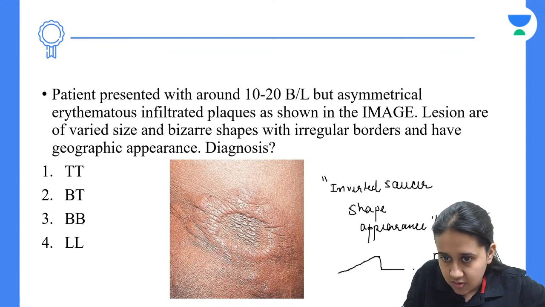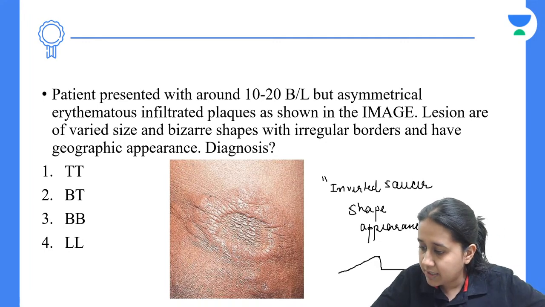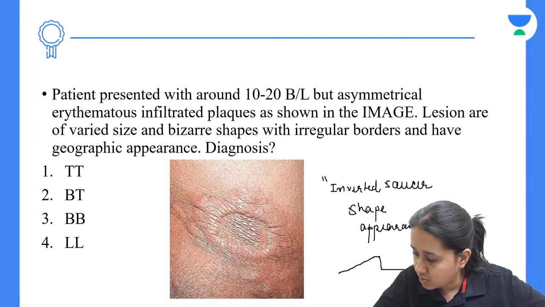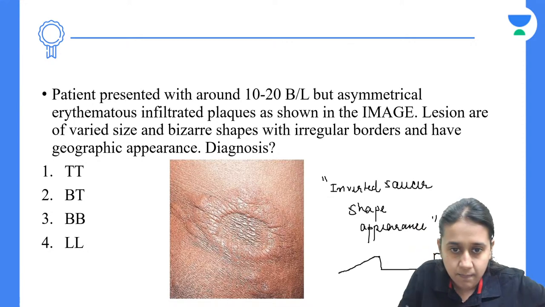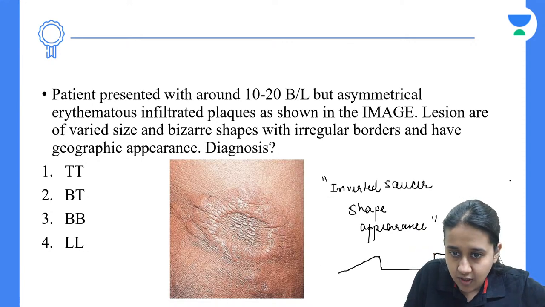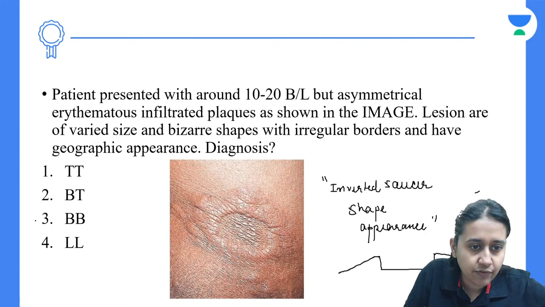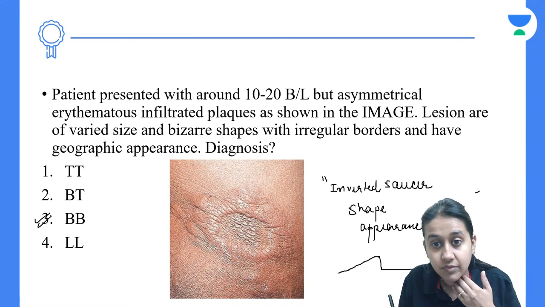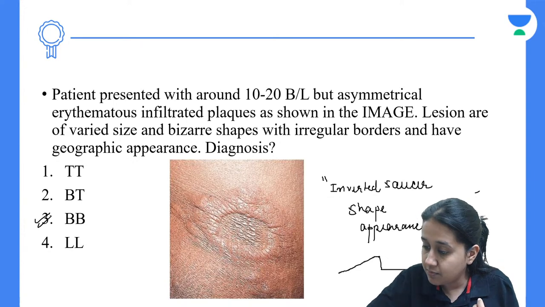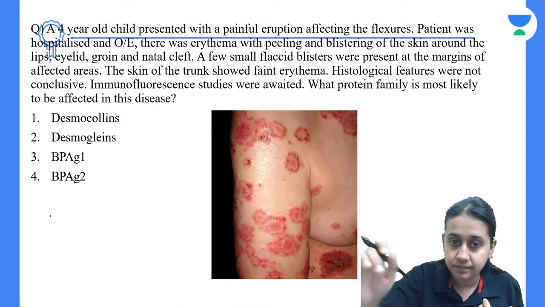Outer margin is sloping. The inner margin is perpendicular while the outer margin is sloping. Is this point clear to all of you? Okay. So, you have perpendicular inner margin and you have sloping outer margin. This is a feature of borderline leprosy. The answer is borderline leprosy.